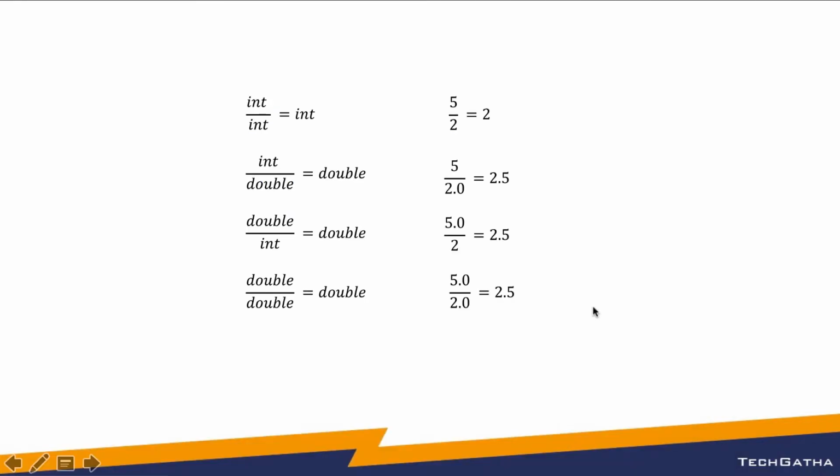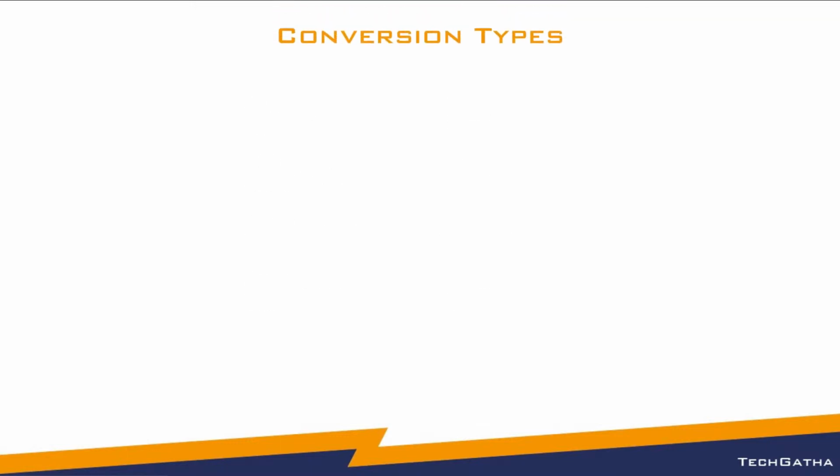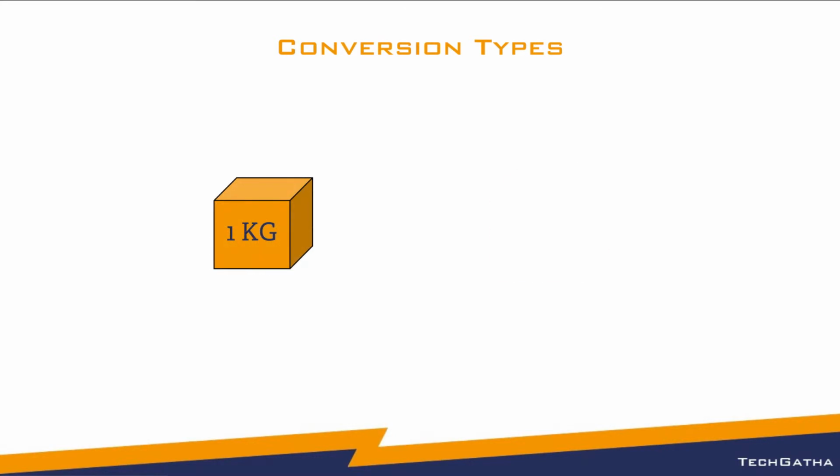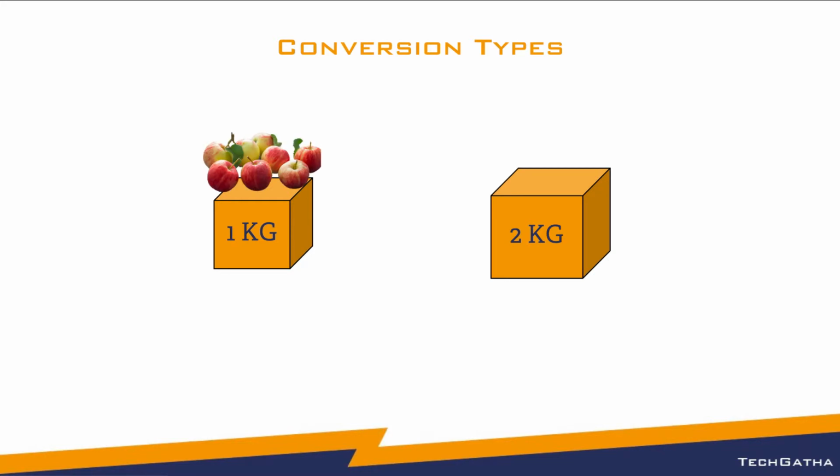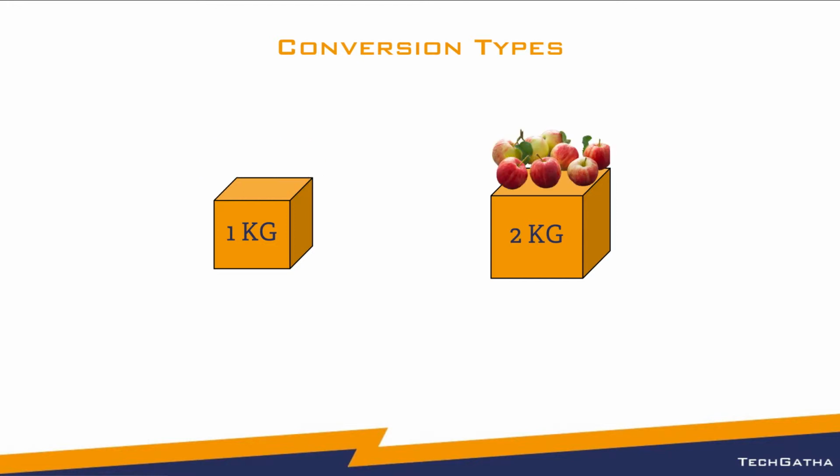Now once we understood how expressions are evaluated, let's see how conversion happens from a higher data type to lower or from lower to higher. To understand the conversions in Java, let's take a small example. Suppose you have a 1 kg box and you have a 2 kg box. You want to fit 1 kg apples in the 1 kg box? No issues, we can easily fit it. You want to fit the same 1 kg apples in the 2 kg box? Yes indeed, no issues at all. But what about if I have 2 kg apples? 2 kg apples can easily fit in the 2 kg box.